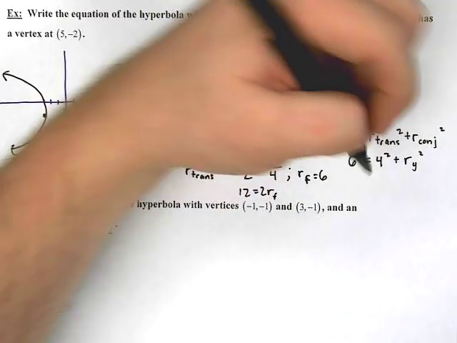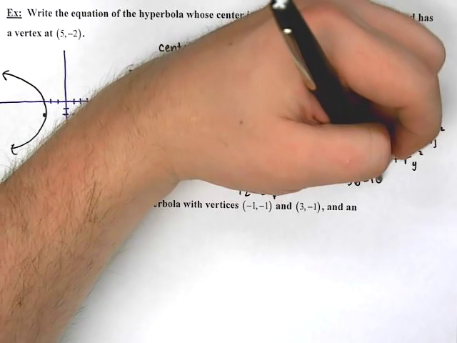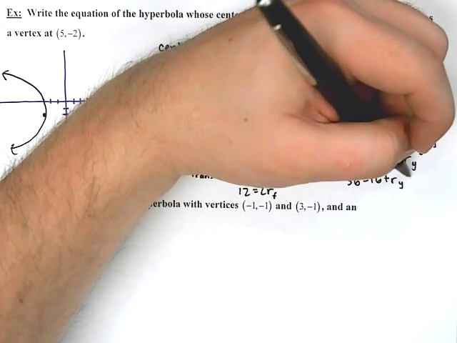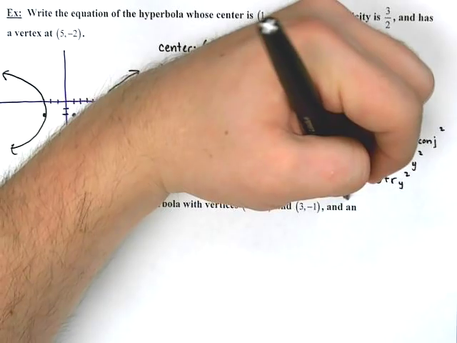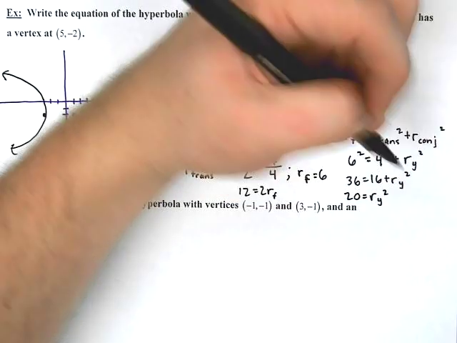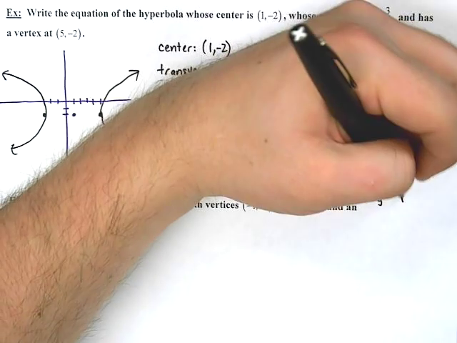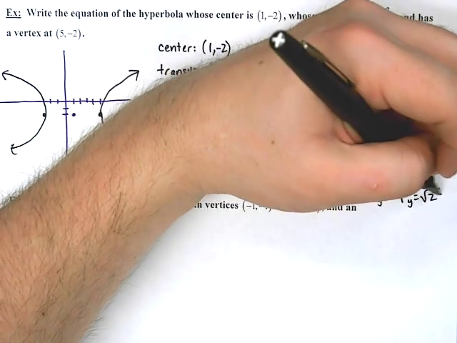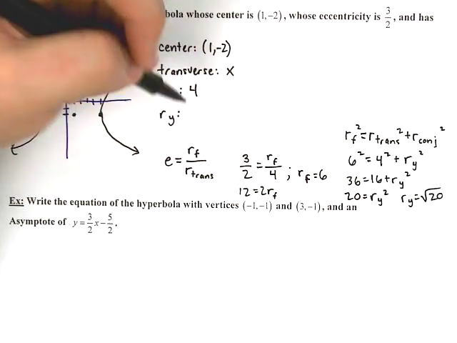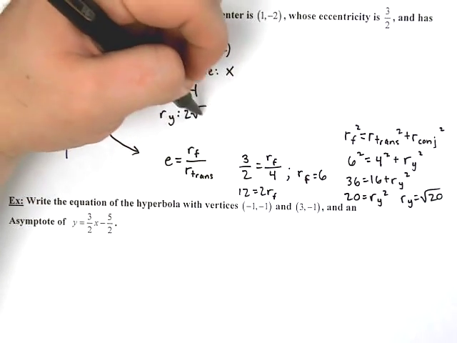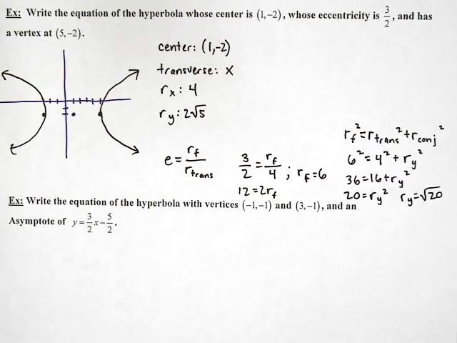Alright, so let's see here. 36 is equal to 16 plus r sub y squared. 20 equals r sub y squared. R sub y equals square root 20. I would probably rewrite that as 2 square root 5. Okay, 2 square root 5. And now I'm ready to go.